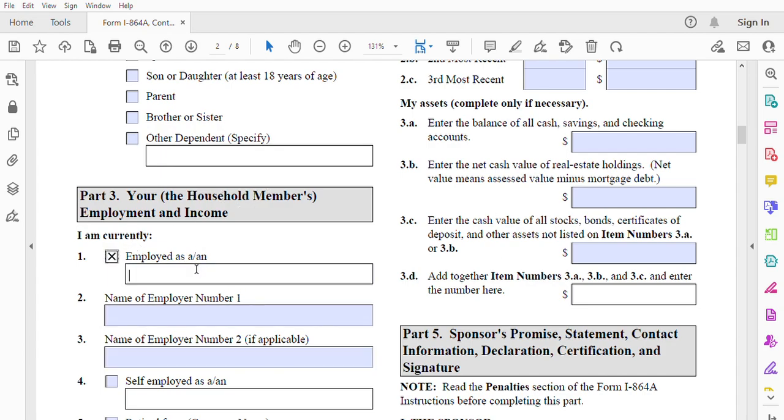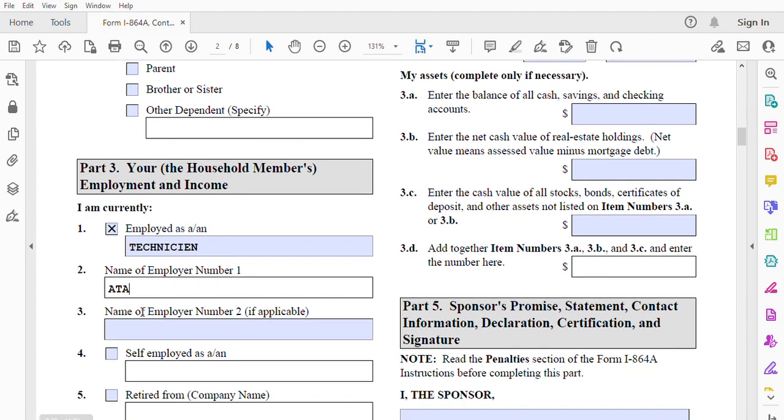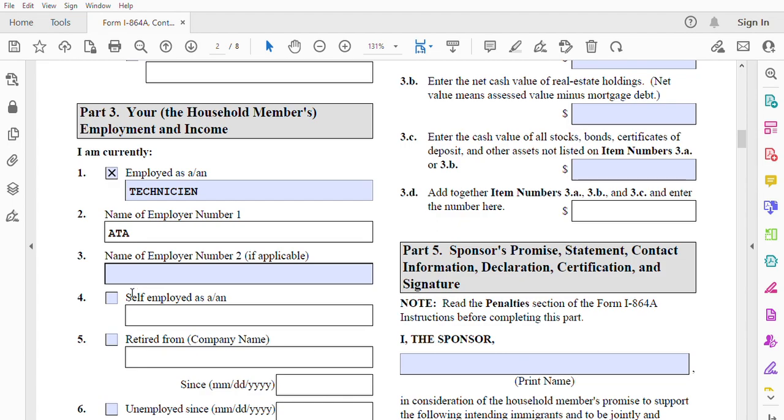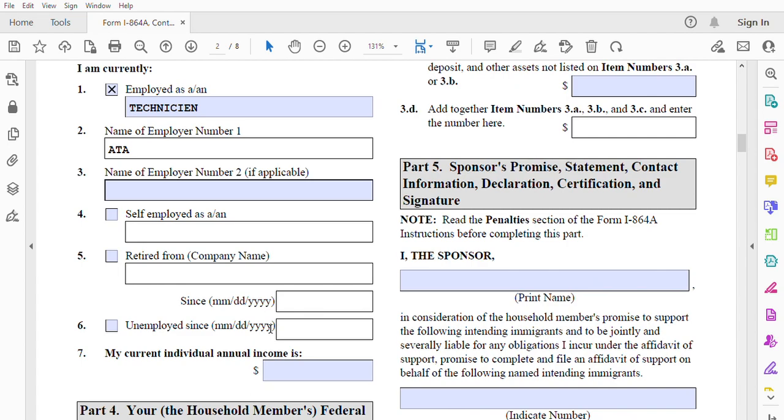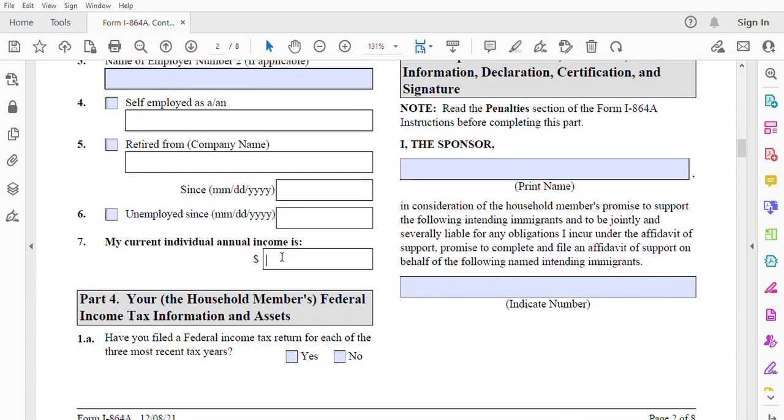I am currently employed as technician. Name of the employer, number 1. In my case is ATA, it's a company called ATA. And name of the employer, number 2, if applicable. If you are self-employed, you can add it right here. 5, retired, if you are retired. Since, unemployed, since, if you are unemployed. And then you're gonna talk about your income. This household member makes $50,000 a year.